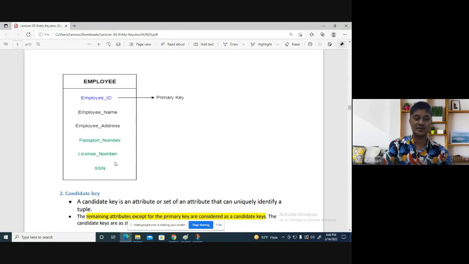SSN number, social security number, like another NID number, license number, these are also unique.